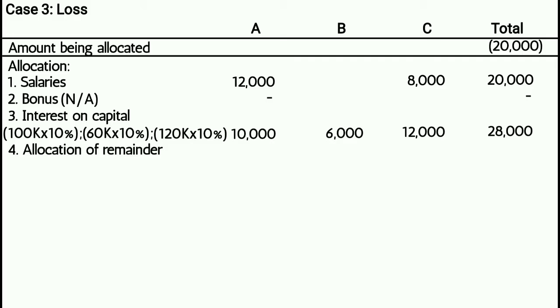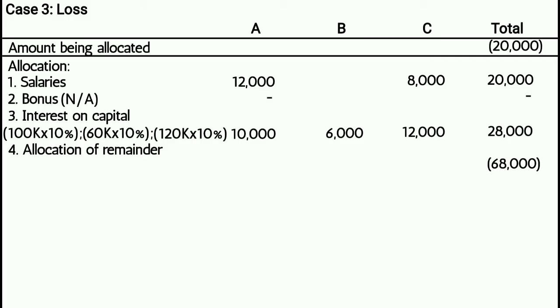Next, allocation of remainder. Negative 20,000 pesos minus 20,000 pesos minus 28,000 pesos, that is equal to negative 68,000 pesos. This negative 68,000 pesos shall be allocated to the partners based on their profit or loss ratio. Ang profit or loss ratio ni A ay 40%, ang profit or loss ratio ni B ay 30%, at ang profit or loss ratio ni C ay 30%.